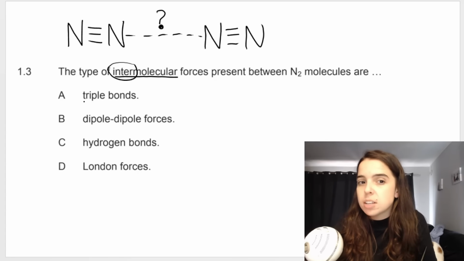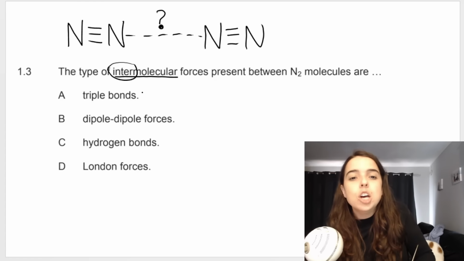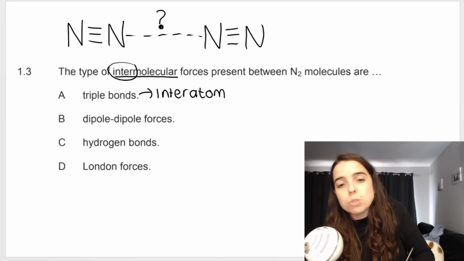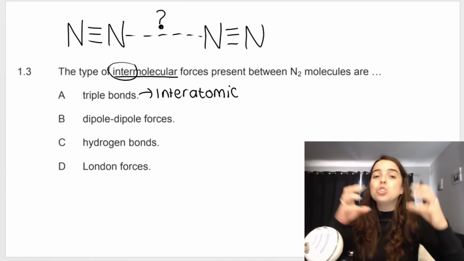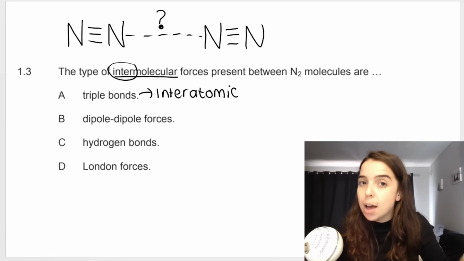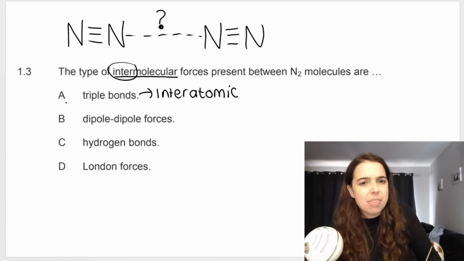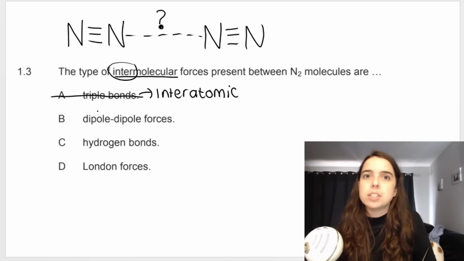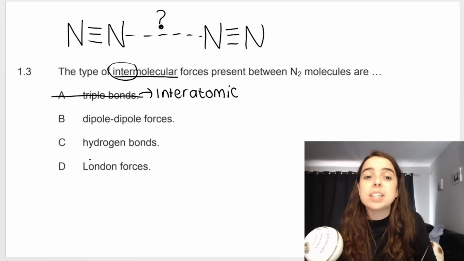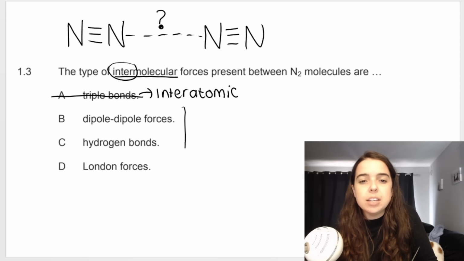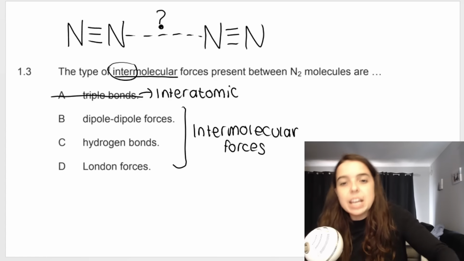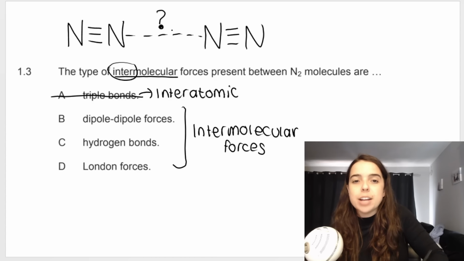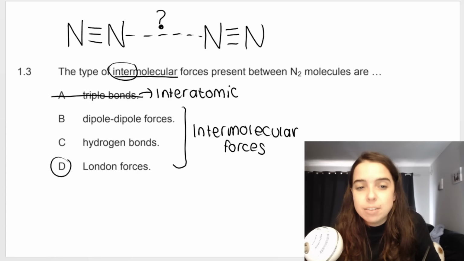A is not your answer. Triple bonds is not the answer. Triple bonds is an interatomic force. Interatomic because it's between 2 atoms, or intramolecular, inside the molecule. But they don't care about that. They don't care about the bonds. They care about what is between the molecules. So is it dipole-dipole? Is it hydrogen bonds? Or is it London forces? It's one of these 3. These are all intermolecular forces. And the one that best fits this scenario, that suits a nitrogen molecule attracting another nitrogen molecule, is London forces.